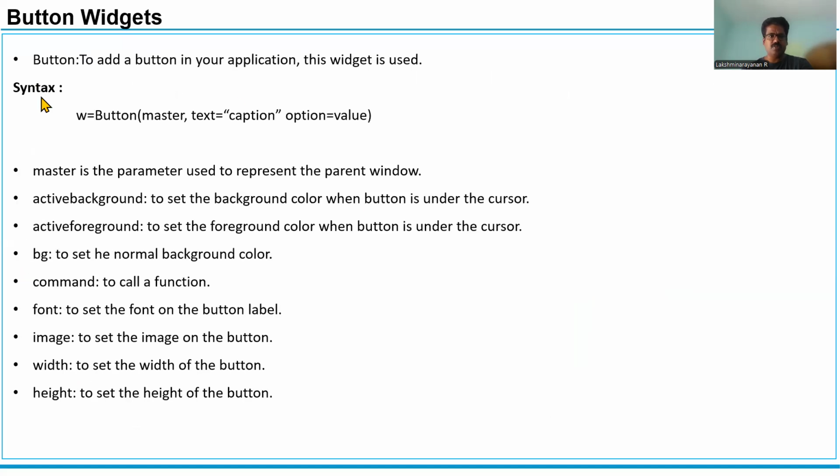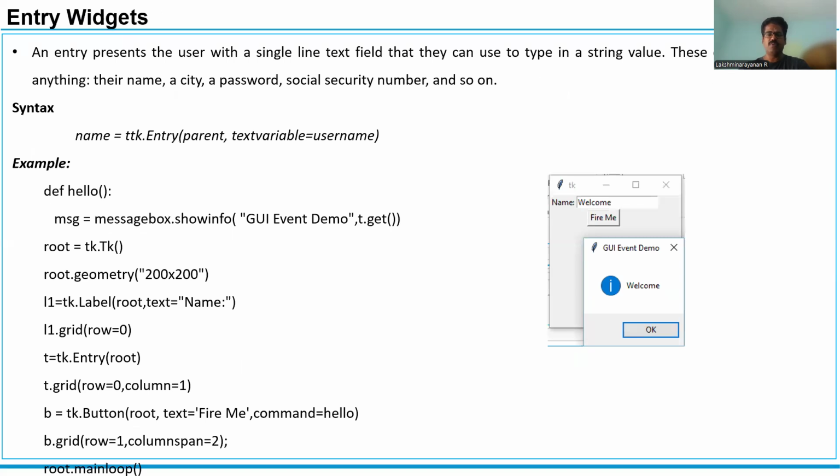And these are the widget options: master, activebackground, bg, command, font, image, width and height, and all those things can be used inside a button widget. Likewise, for frames, labels and entry, for every widget we can use our own manipulated size for the labels and other widgets. And this is the message box. When I'm typing welcome and fire me, it will show the message box. We can see here the commands of the message box.